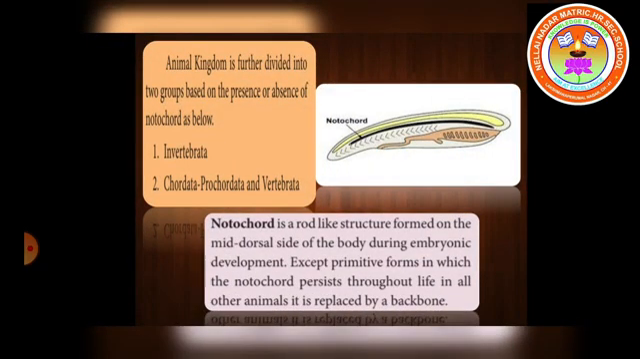Now, the animal kingdom is further divided into two categories based on the presence or absence of notochord. So again, the animal kingdom is broadly divided into two types: invertebrata and chordata, which includes prochordata and vertebrata, based on the presence or absence of notochord.